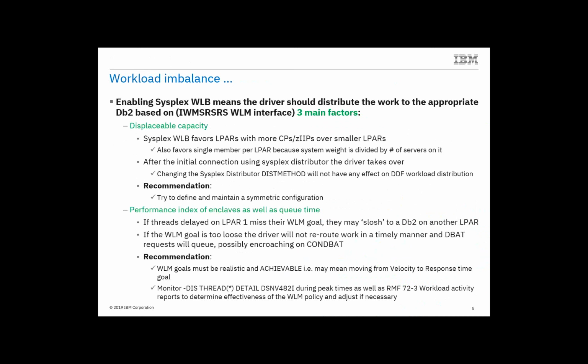So in data sharing, we've got this. We're looking at displaceable capacity of the LPARs where the DB2 servers live. So the key ingredient here, and recommendation, is a symmetric configuration. And we know that's not attainable in all environments because you've got things like penalty boxes, specific LPARs where specific workloads run based on software pricing, unfortunately. But ideally, if it is symmetric, then we should get an even workload distribution across those LPARs.